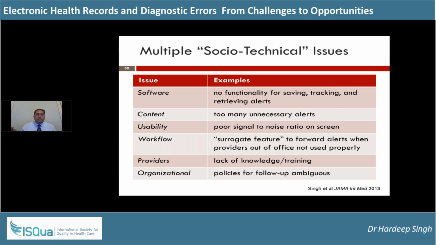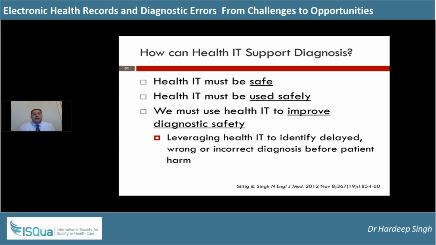We often asked around, so who's responsible for follow-up? Do we have a policy? And we found out that the policies were ambiguous. So what we found was what we call socio-technical issues, and there are multiple issues that were involved in our study. And this is, again, not just one study. We did qualitative work to follow that up. So in general, what are the lessons that we're learning in our work?